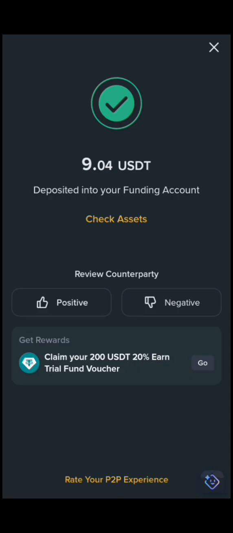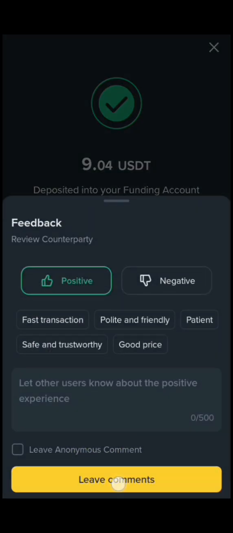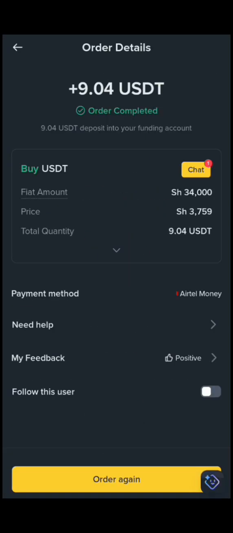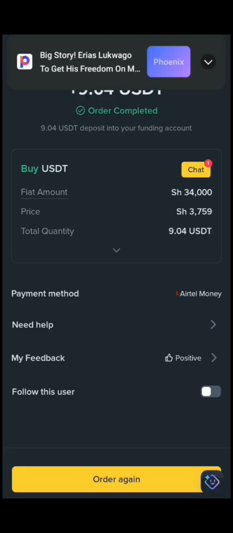Follow those steps also to buy USDT on Binance. You can go ahead and leave a review if you found that merchant good. You can leave a positive review, for example, like the way I've done, and then leave a comment. That is how you can buy USDT on Binance.